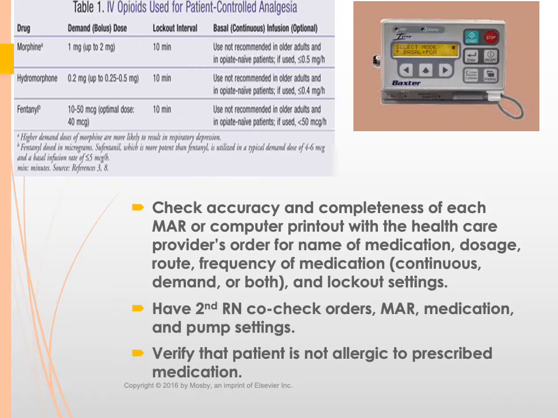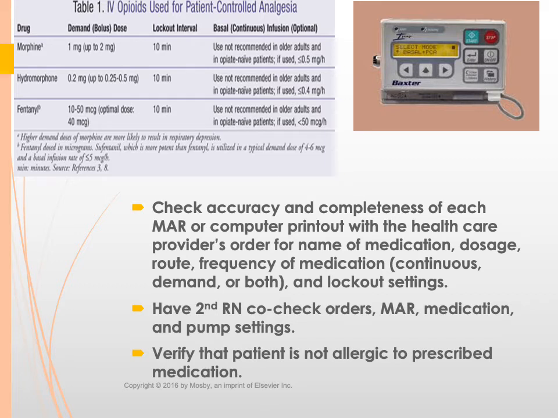I need to go back. On this slide, some safety things. We always double check the orders with our MAR, so our PCA order set. We want to double check that with the MAR to make sure that all the settings are correct, the medication name's correct, the dosage is correct, the route, of course.